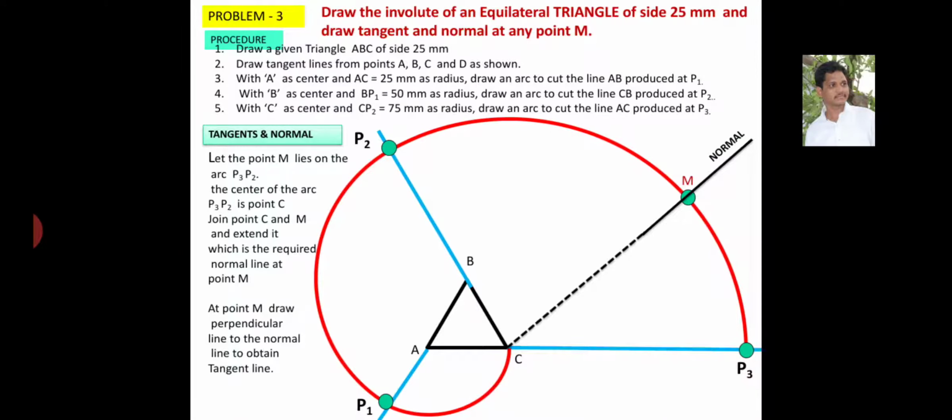Okay, this is our required normal line at point M. Draw a perpendicular line to the normal at point M to obtain the tangent line. So you have to draw a perpendicular to the normal line. This is the tangent line, this is the normal line. This is the final figure of the equilateral triangle involute.